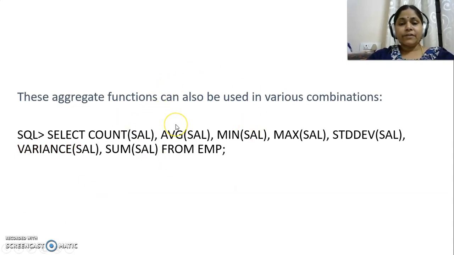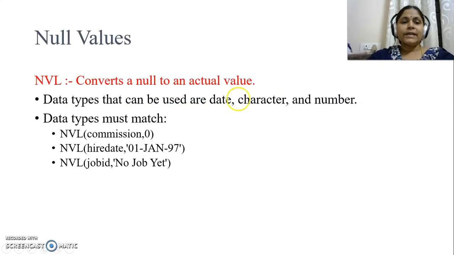These aggregate functions can also be used in different combinations, like select count of cell, average of cell, min cell, max cell. It's not that we should apply only one at a time, and they can be applied all together with different combinations. It is possible. Next, we will move to null values.